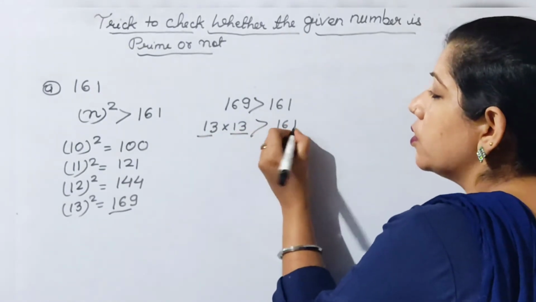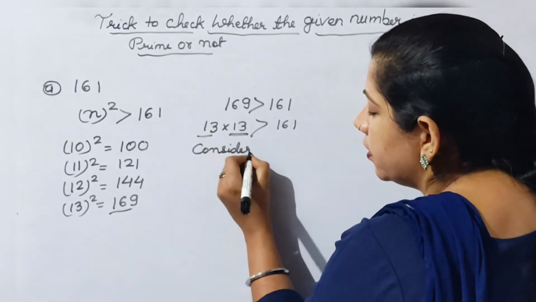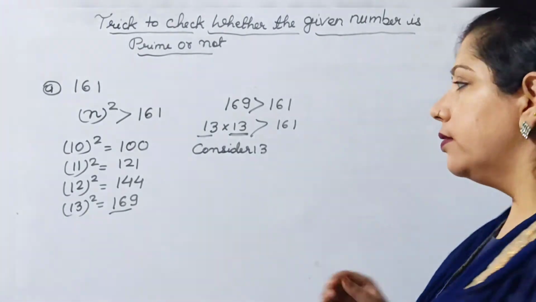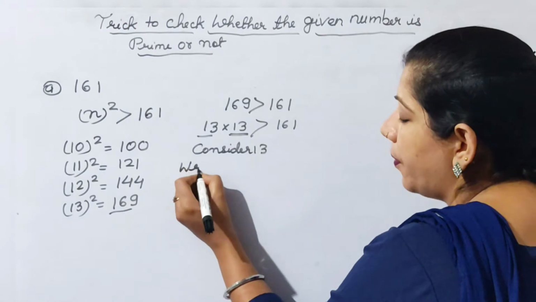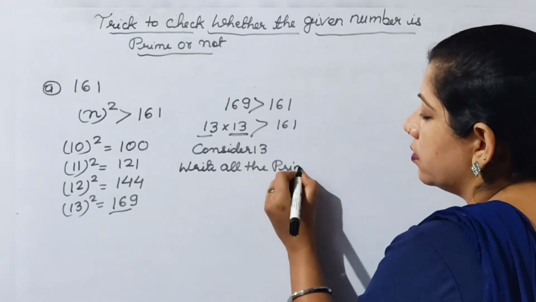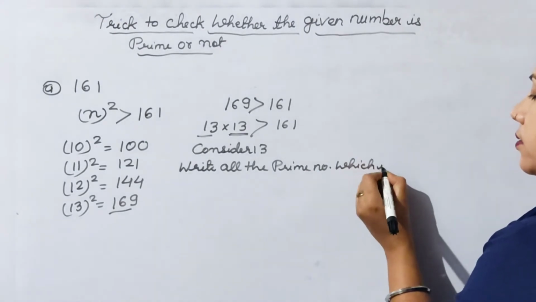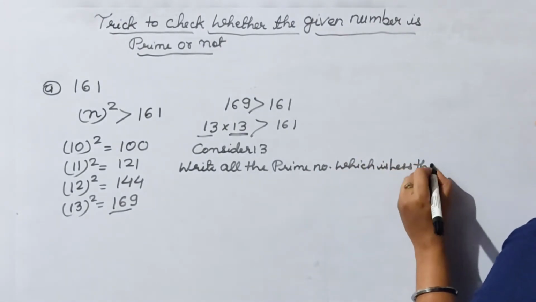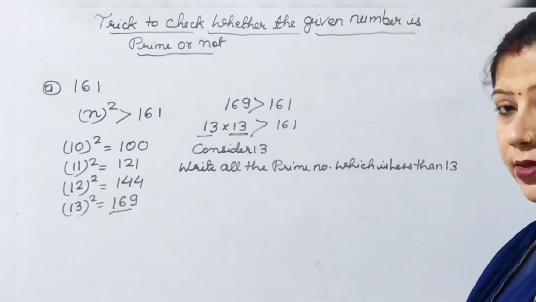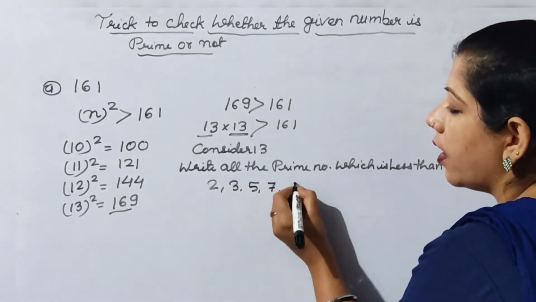So consider 13. We have to consider 13, and we have to list all the prime numbers which are less than 13. Write all the prime numbers which are less than 13. So what are the prime numbers which are less than 13? That is 2, 3, 5, 7 and 11.